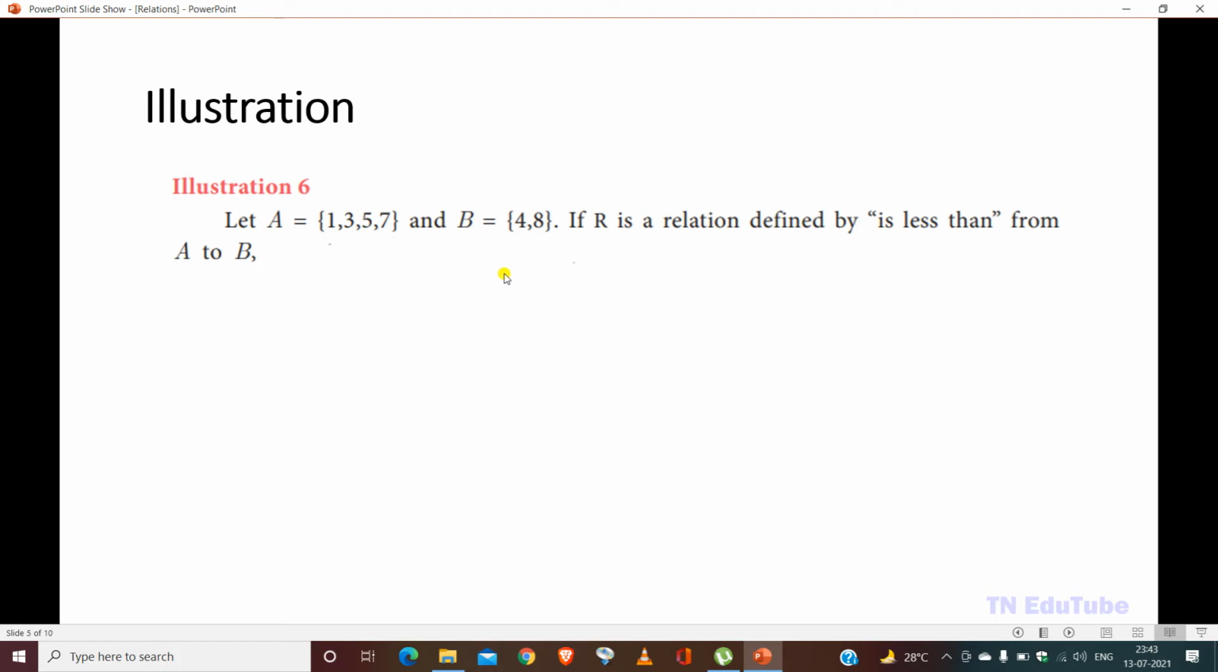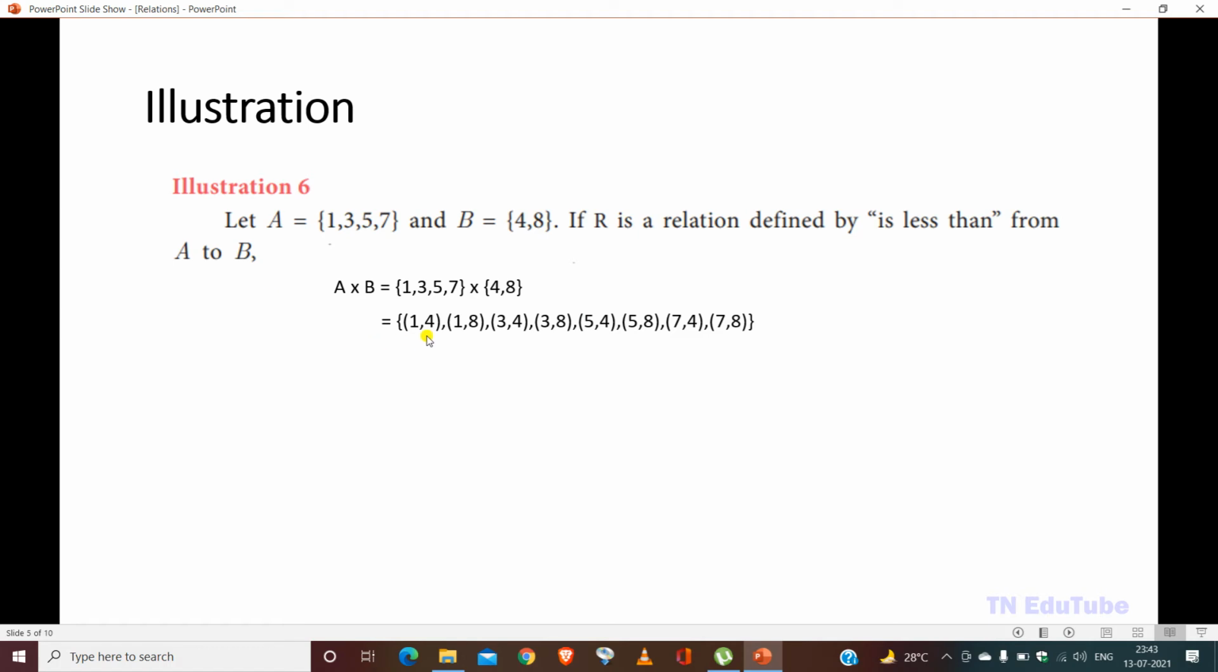First you have to find out A cross B, because the relation set R is a subset of A cross B, isn't it? When you take the cross product of A and B, we get (1,4), (1,8), (3,4), (3,8), (5,4), (5,8), (7,4), (7,8). This many elements you get, isn't it? Then what are the elements related with this less than?